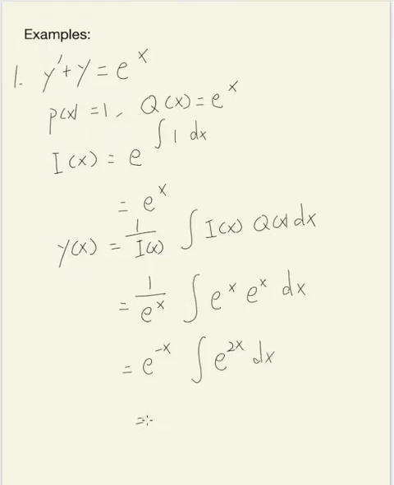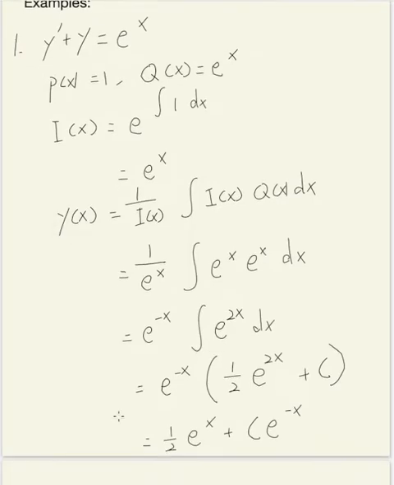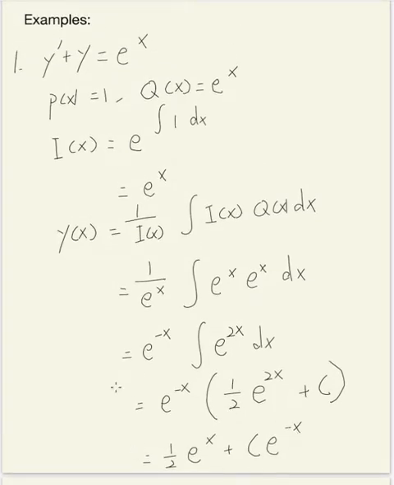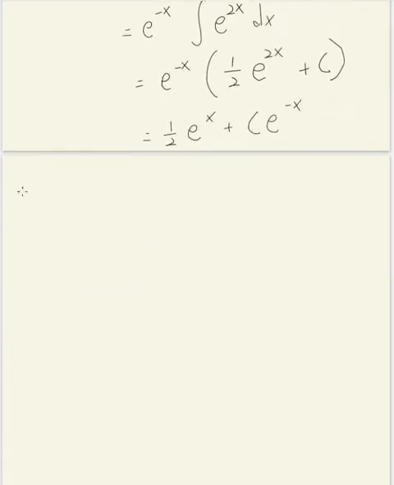Okay, and the integral of e to the 2x is, well, it's 1/2 times e to the 2x. This is an indefinite integral, so we have a plus c at the end. Distribute the multiplication, you get 1 over 2 times e to the x plus c times e to the minus x. All right, so this is the general solution of the first problem. Let's look at another problem.